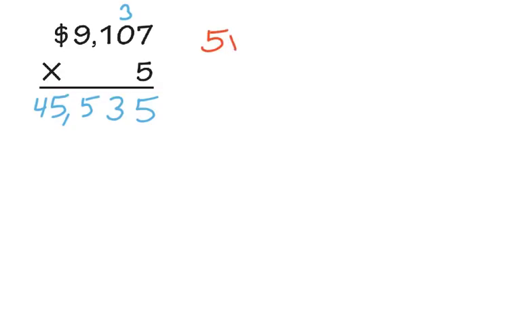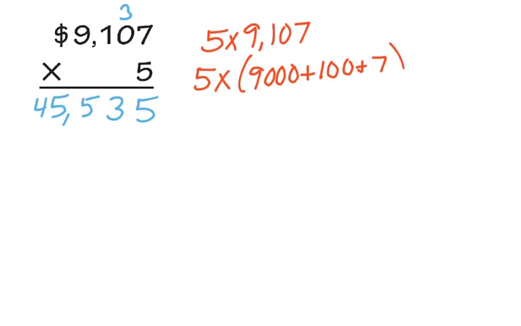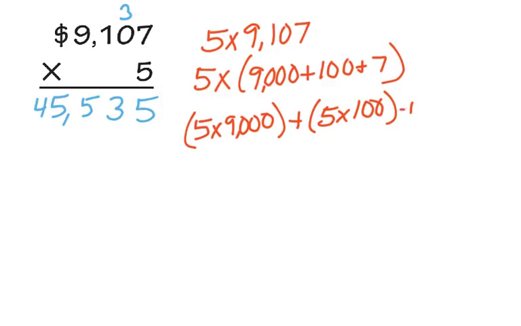I have 5 times 9,107. Alright, my first step is to expand my number. So 5 times 9,000 plus 100 plus 7. Okay. Second step is to distribute. So that takes my 5 and multiply it times each piece. So 5 times 9,000 plus 5 times 100 plus 5 times 7.